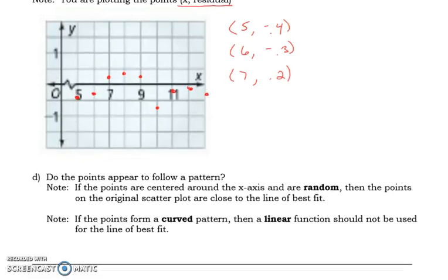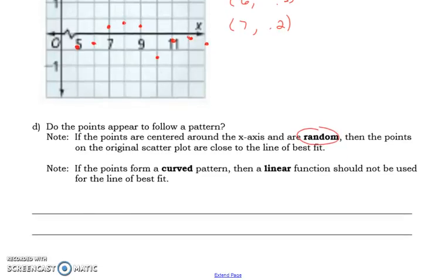So in part D, it says, do the points appear to follow a pattern? If the points are centered around the x-axis and are random, then the points on the original scatter plot are close to the line of best fit. If the points form a curved pattern, then a linear function should not be used. So the key here to residual graphs is we don't want a pattern. We want randomness around the x-axis.